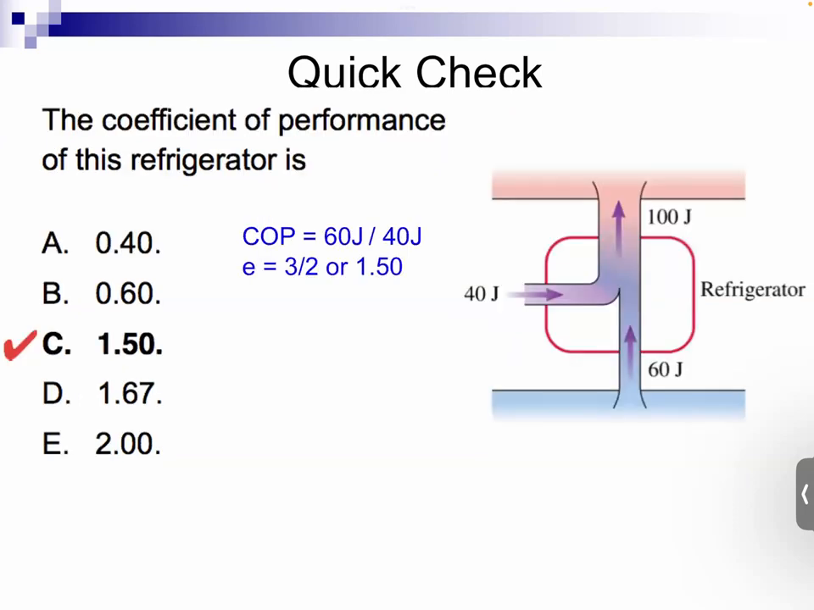Right, so coefficient of performance is output over input. It's a refrigerator. What we want is to maintain a cold inside of the fridge, and so the output will be 60 joules and the input will be the work that's done in order to facilitate the heat transfer from cold to hot. And so the input is the work done, 40 joules. That gives you a COP of 1.5.